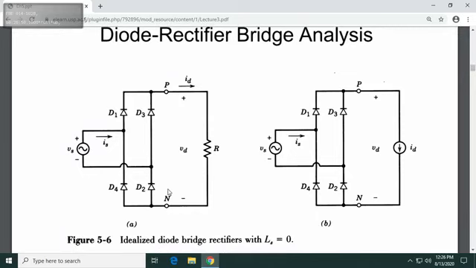Now you have done this so many times. Before this, power electronics and drives: draw the circuit and identify the path for the positive cycle and the negative cycle. Please draw the circuit and identify the positive cycle and the negative cycle.